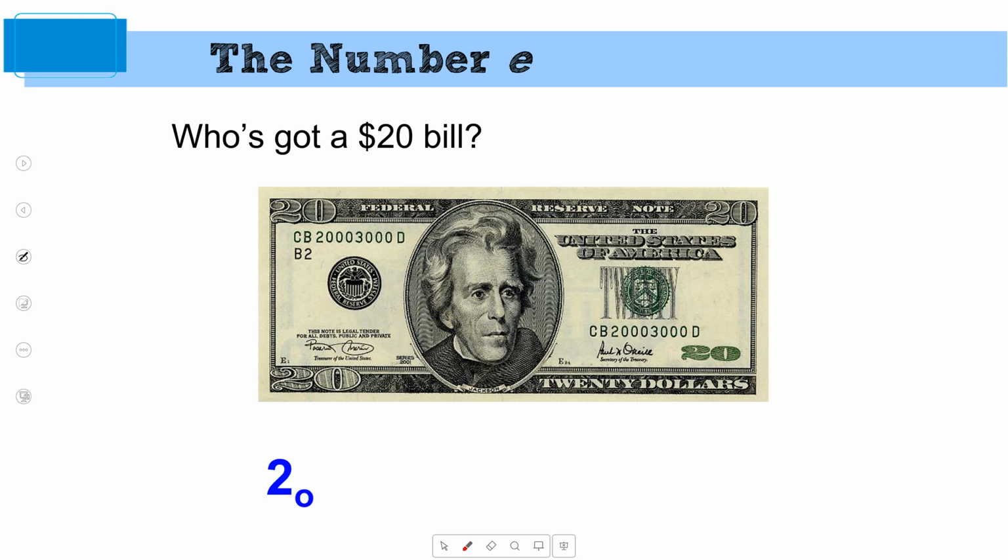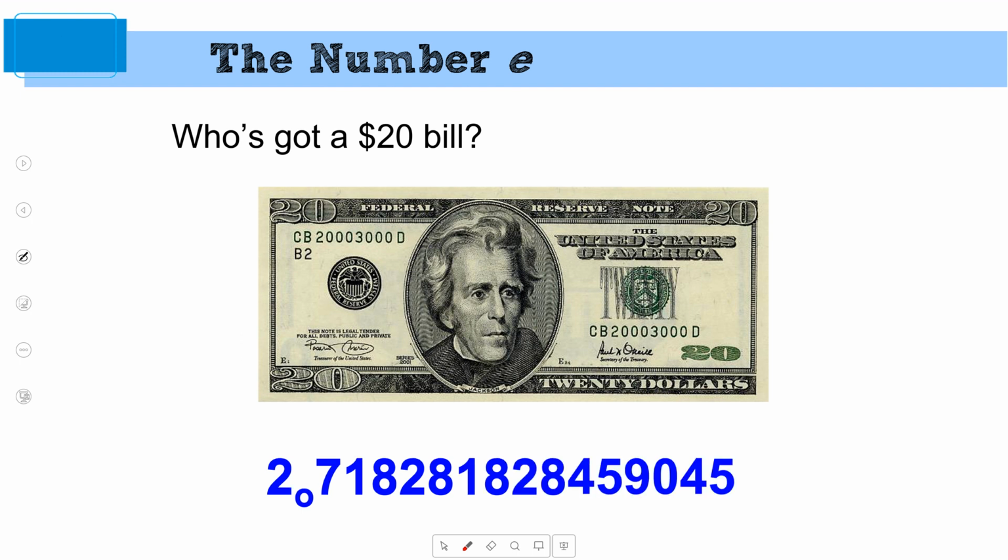Watch carefully. It's a $20 bill. Andrew Jackson is the 7th president. He was elected in 1828. He ran for 2 terms. When you fold this up, you get a 45, 90, 45 triangle.